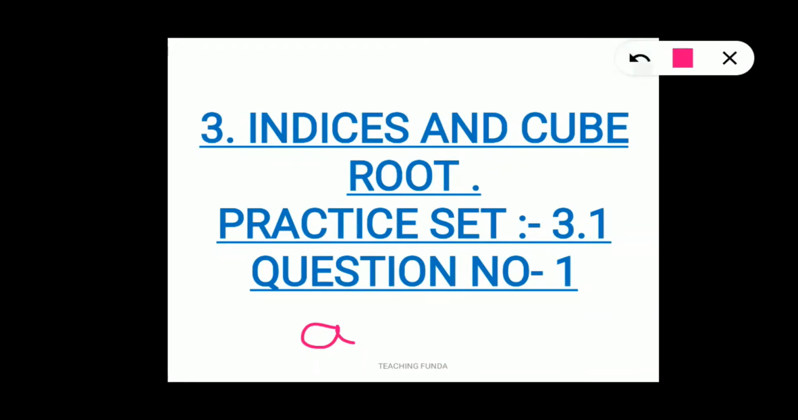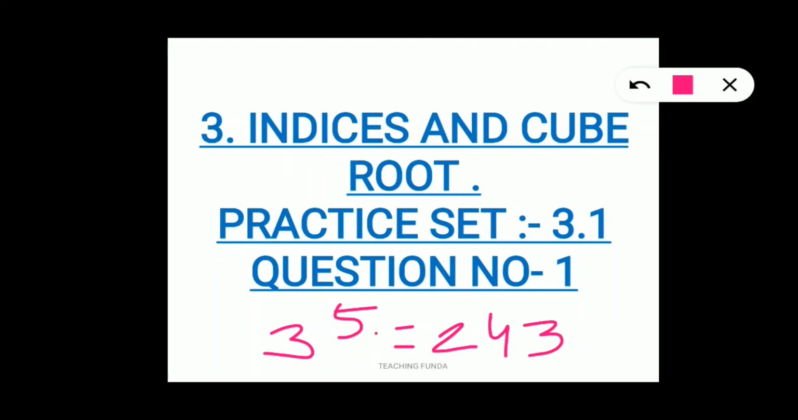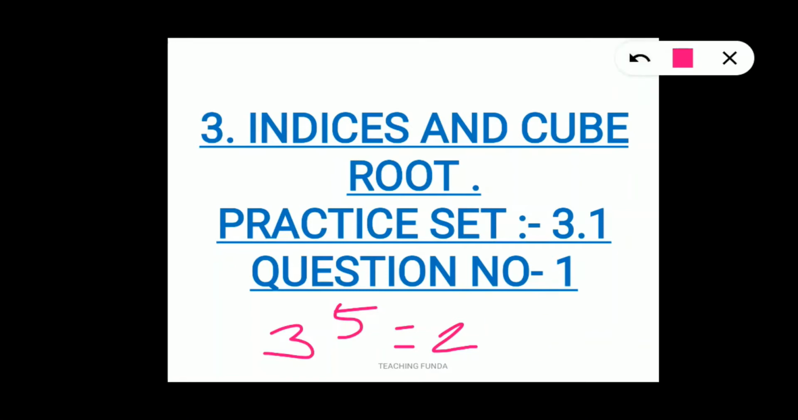Now if I want to write 3 raised to 5 is equal to 243, you already know this, but how can I read this? Fifth power of 3 is 243. Fifth power of 3 is equal to 243. Or again, in another way, fifth power of 3 is 243. Okay, it is clear to you now?